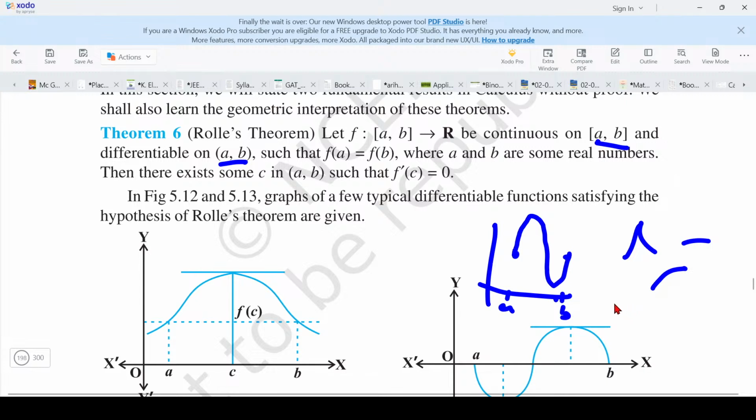Okay. So basically, if a function is a smooth function, where f of a equals f of b, then there exists some c between a and b where f dash c equals 0, right?